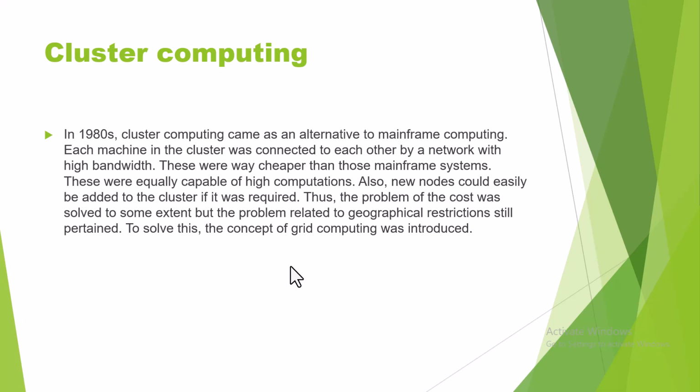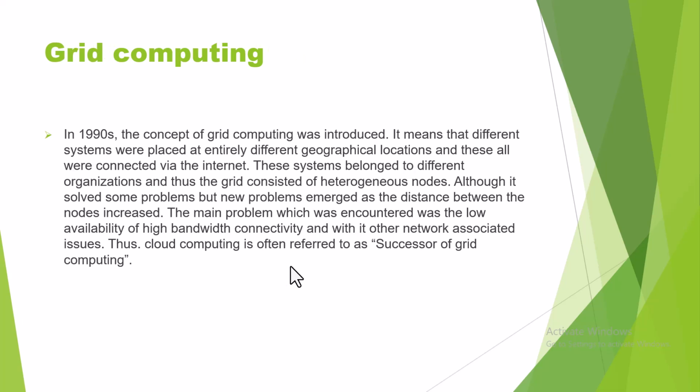In cluster computing, there is one network in which everything is going to be available, and the other PCs are connected to that. But the biggest problem here is everything has to be in the same geographical location, so it is not that feasible. In 1990, grid computing was introduced.